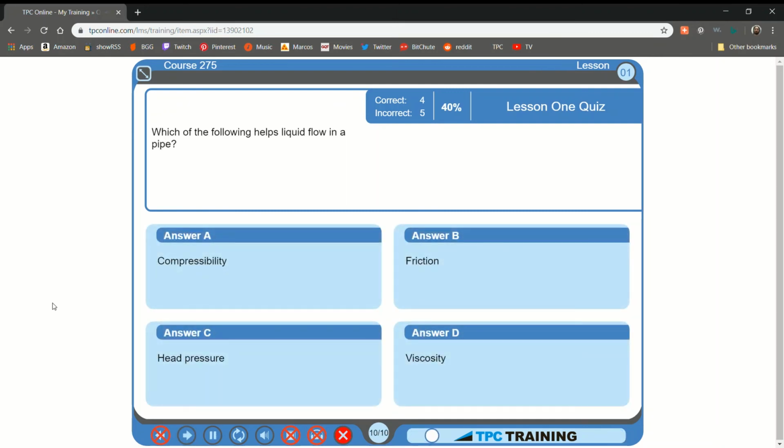Which of the following helps liquid flow in a pipe? A, compressibility, B, friction, C, head pressure, D, viscosity. That is correct.